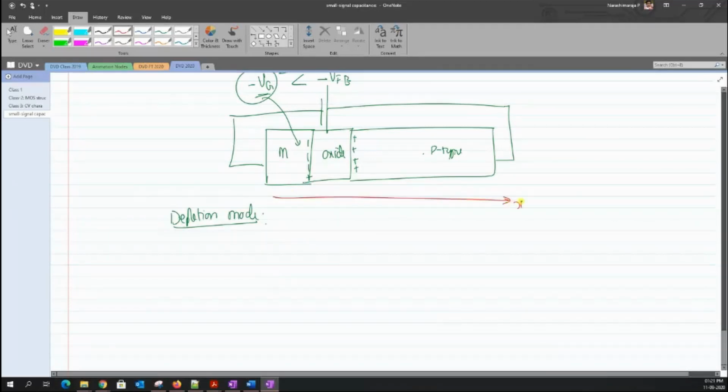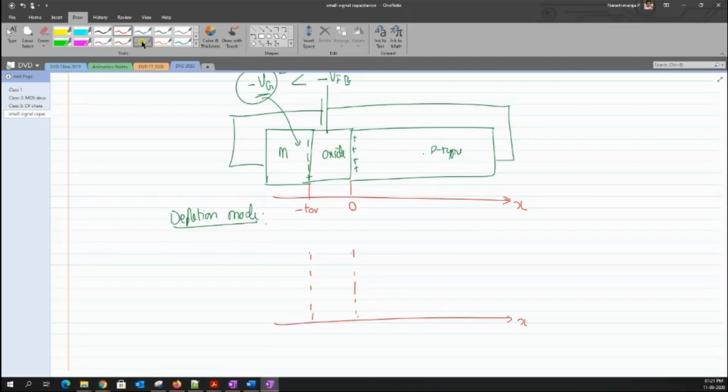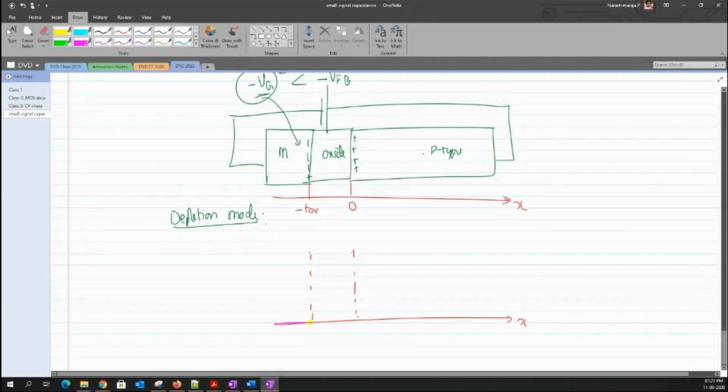So this is our x-axis, and this is the interface at which x is equal to 0. This interface between the metal and the oxide, I'm going to consider at minus d_ox. With the same axis, we will first plot the electric field, and then the potential profile. Inside the metal, due to Gauss's law, because there are no charges, we get zero electric field.